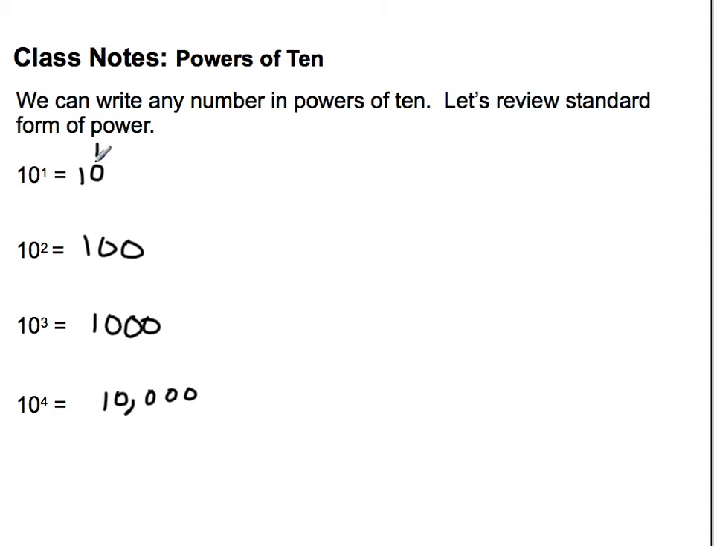Now notice how many zeros I have. I have 1. Look at my exponent. Look how many zeros I have. 2. Look at my exponent. Look how many zeros I got. 3. Look at my exponent. 4. Look at my exponent. So you see the pattern there. Okay? So now let's go vice versa.